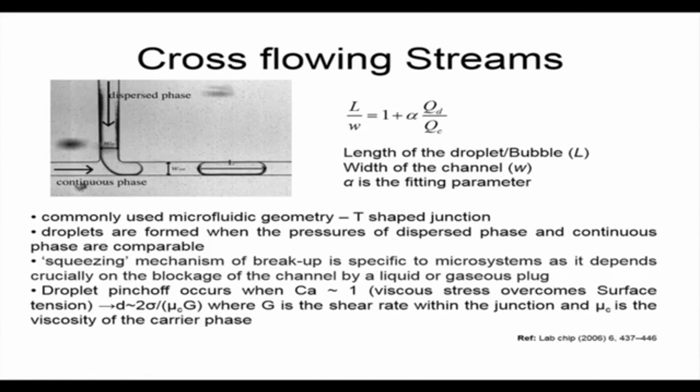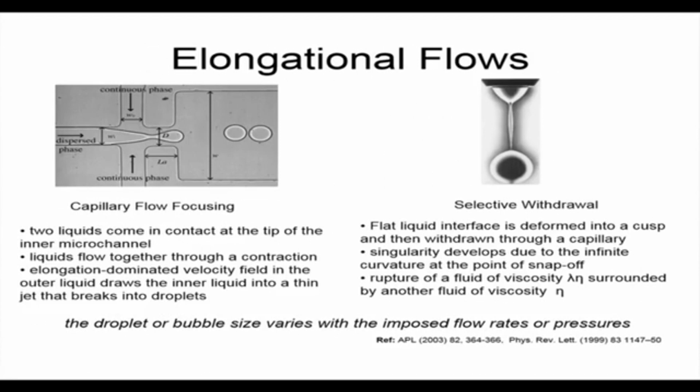This continuous and dispersed phase may be flowing across each other. Earlier they were flowing in the same direction in the previous slide, now they flow in the cross direction. Whether it will be a droplet or a bubble depends on the individual phase constituents. If one of the phases is a gas, you will typically get bubbles. You can use elongational flows. Two liquids can come in contact at the tip of the inner microchannel and flow together through a contraction, so as if the liquid is stretched, and then because of shear it can break into droplets.